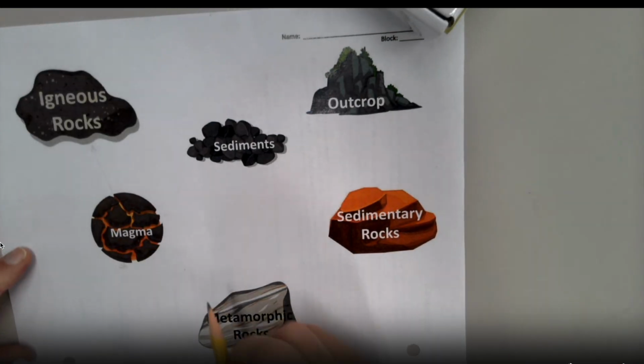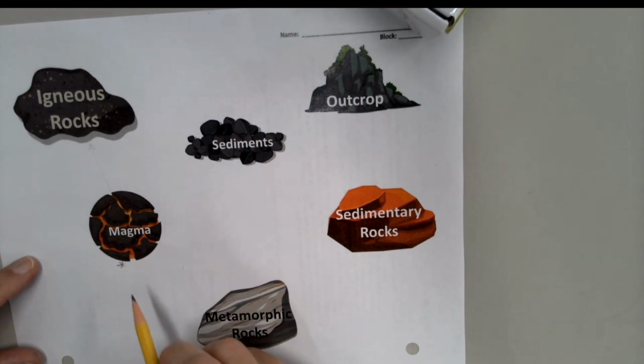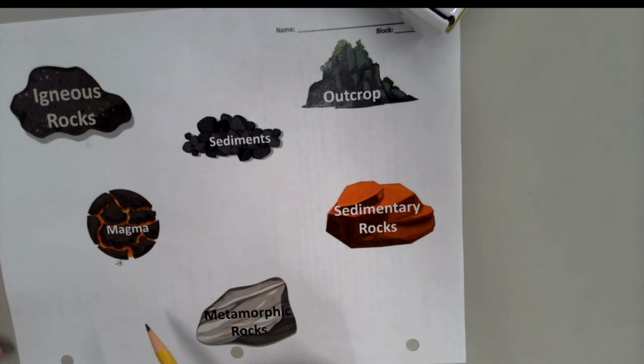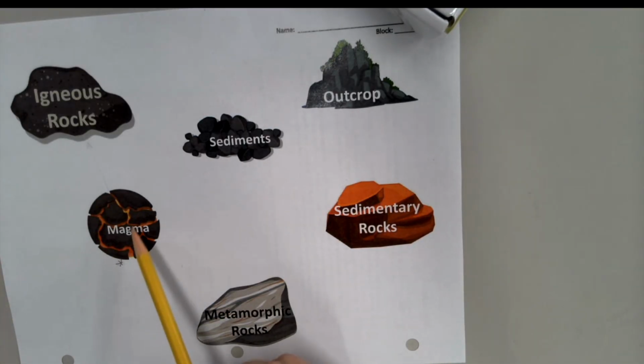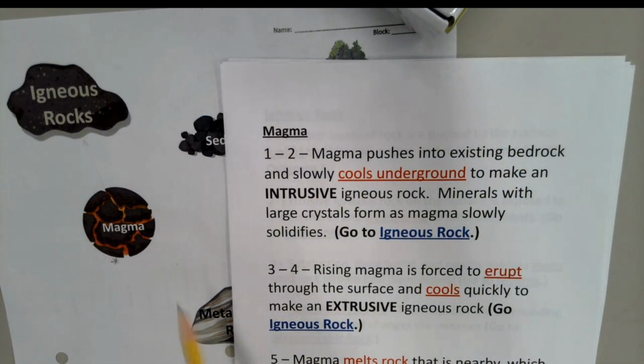When the Earth was forming, all of the rock material on Earth was molten rock. So everyone's going to start off at magma. For all of the stations, you're going to get up and go to the lab tables. Each lab table will have one station at it. I'm going to show you on paper. So we start off at magma.